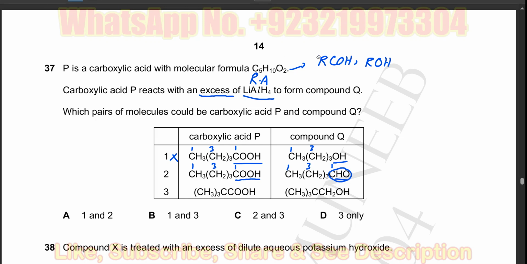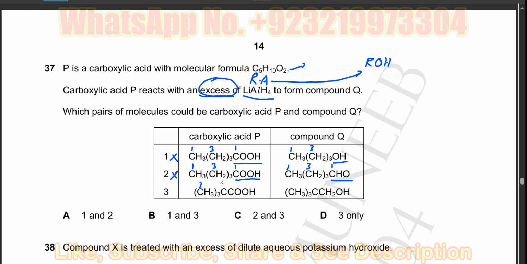It doesn't mean it should give me the aldehyde, it means it should only give me the alcohol. When an excess amount of the agent is used, it should give me the alcohol, and that's why this answer becomes incorrect, because it has an aldehyde over here. This is incorrect.